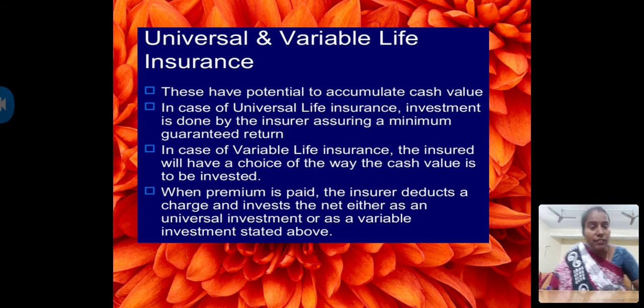Universal and variable life insurance, when you come to these, they have potential to accumulate cash value. In case of universal life insurance, investment is done by the insurer assuring a minimum guaranteed return. In case of variable life insurance, the insured will have a choice of the way the cash value is to be invested. When premium is paid, the insurer deducts a charge and invests the net either as a universal investment or as a variable investment as stated above.